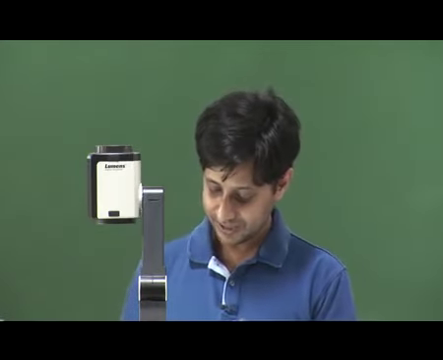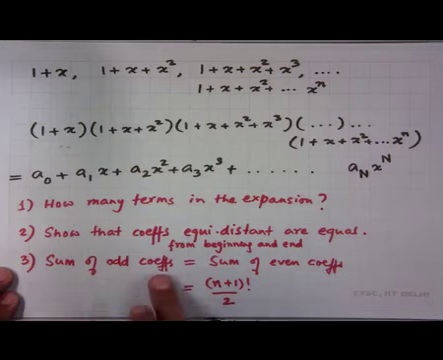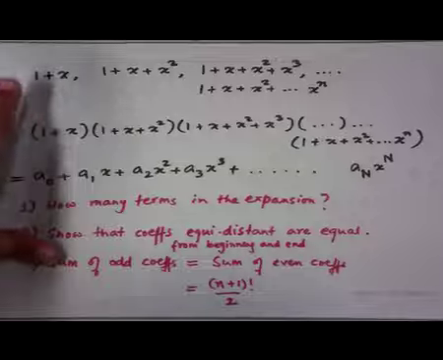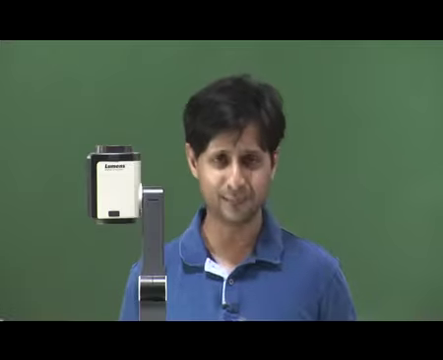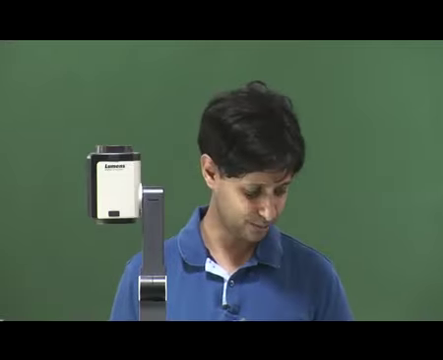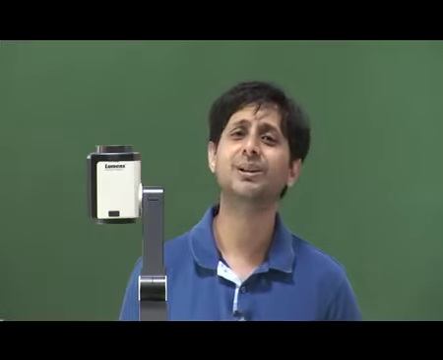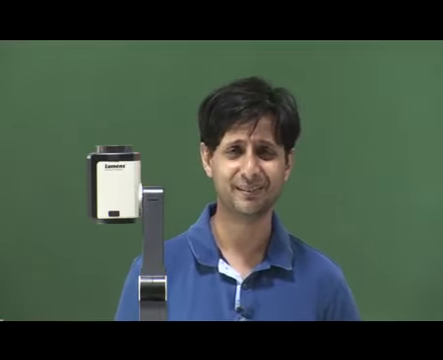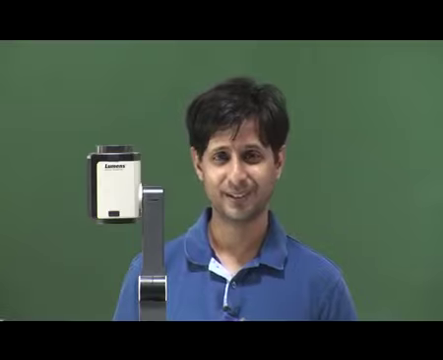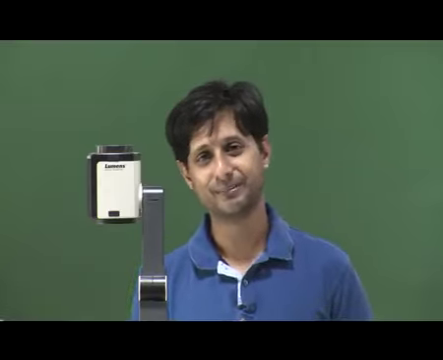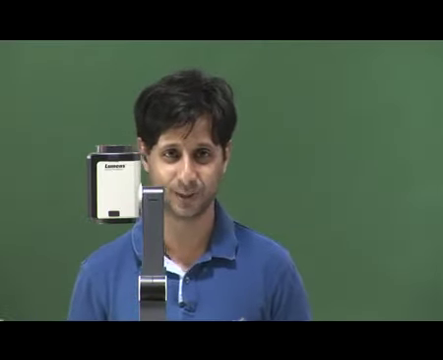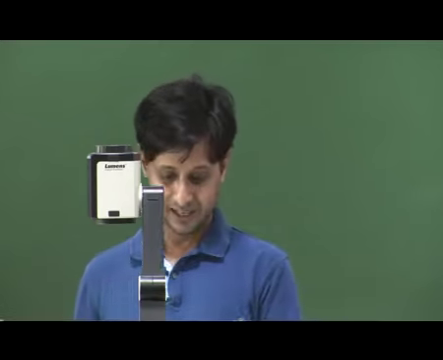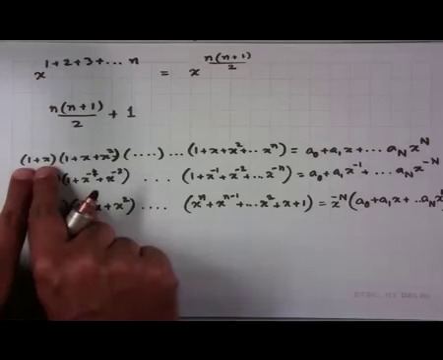Then the last question, can you show that the sum of the odd coefficients is equal to the sum of the even coefficients, which is equal to (n plus 1) factorial by 2? Easy stuff. How do you work out sum of odd coefficients equal to sum of even coefficients? Do you remember? We did it for the original x plus 1 whole power n, right. We just plugged in x equal to minus 1. Here plug in x equal to minus 1.